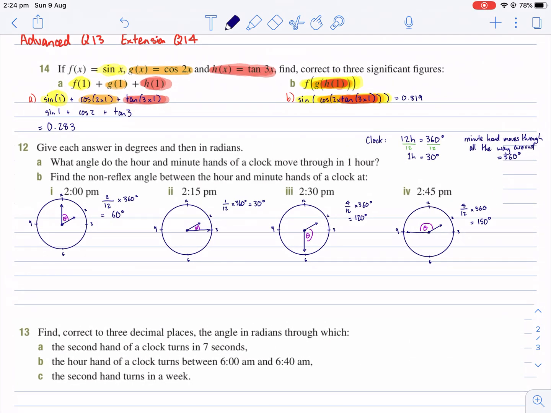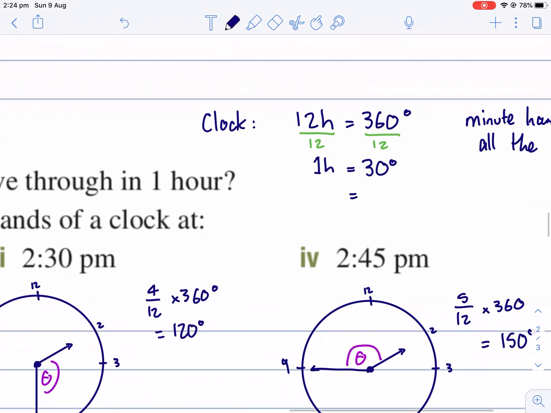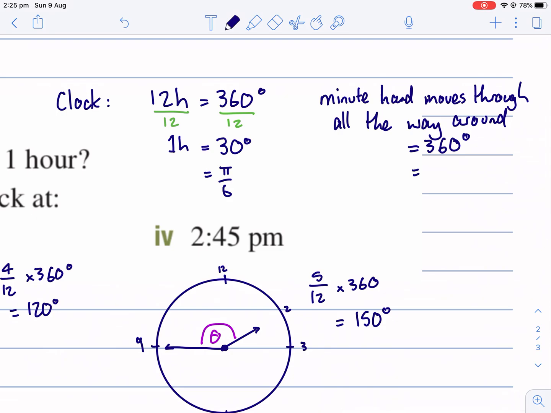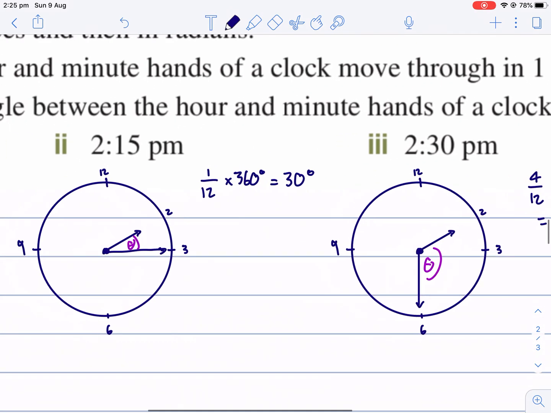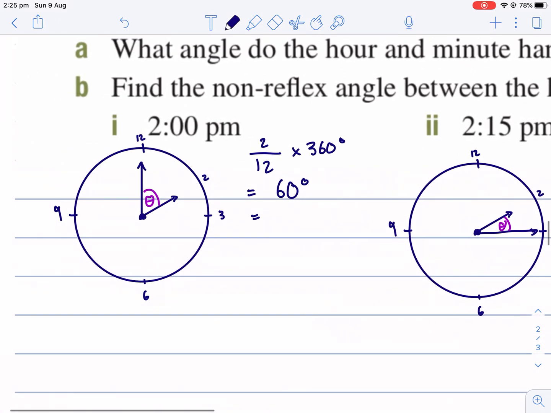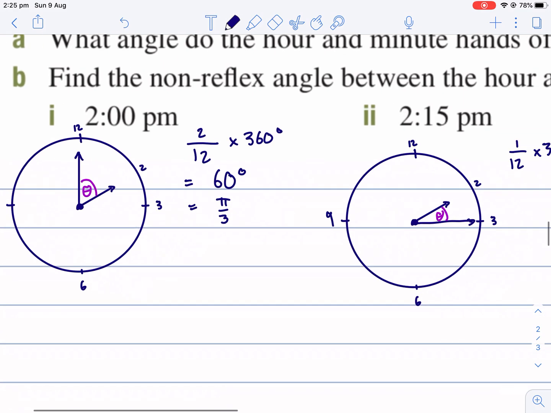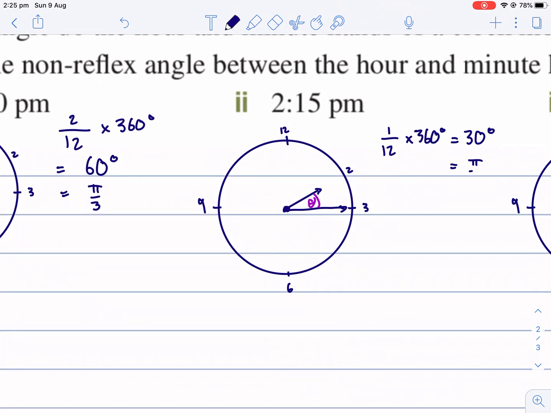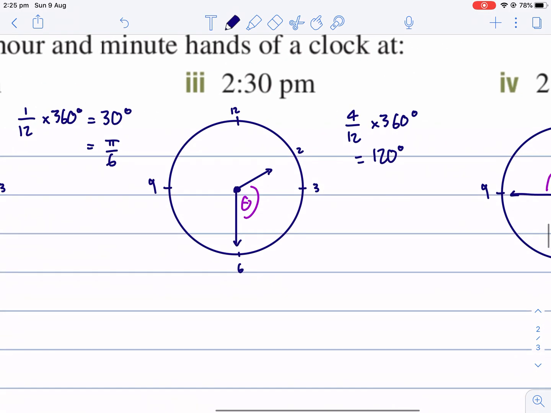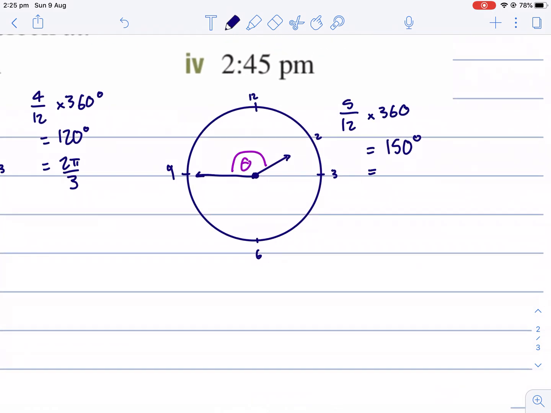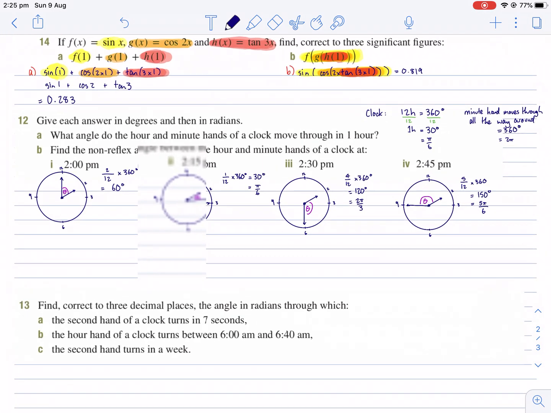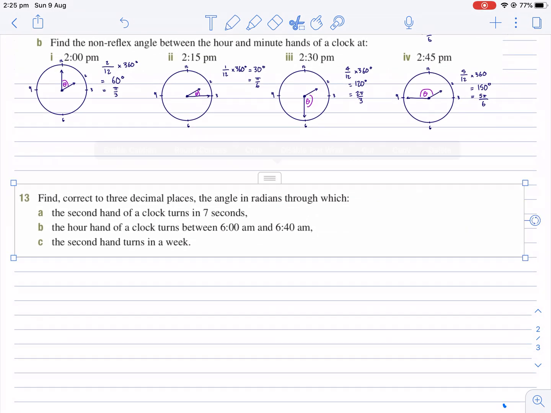Now, we've got to convert all of these to radians. 30 degrees, of course, is pi on 6. 360 is 2 pi. 60 degrees is pi on 3. 30 degrees, pi on 6. 120 degrees, 2 lots of 60, so it's 2 pi on 3. 150 degrees, 5 lots of 30, so it's 5 pi on 6. Next question.